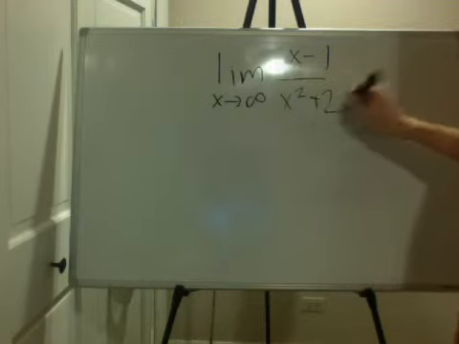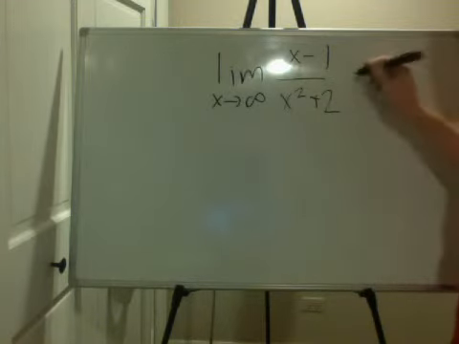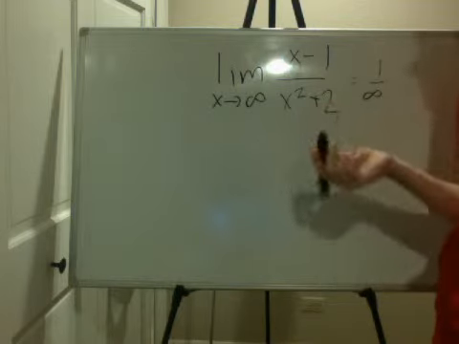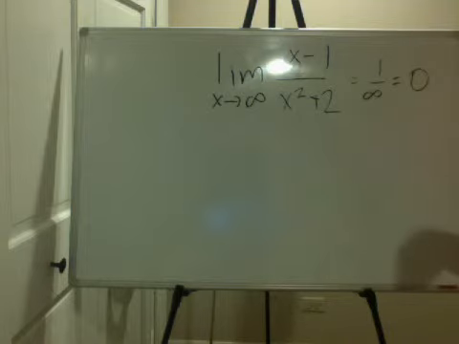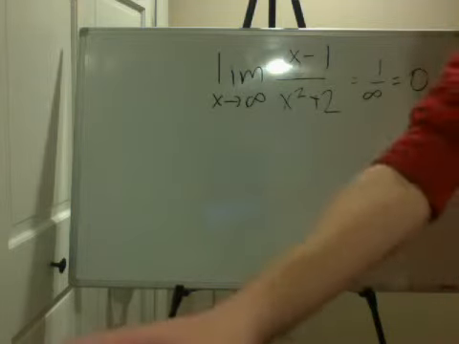Now if it's bottom heavy, well then it equals 0, because if you're thinking x minus 1 over x squared plus 2, the bottom's going to get bigger and bigger and bigger, so you're going to end up getting like 1 over infinity, which in limit terms is, if you believe that infinity exists, then that means this should equal 0. Dividing by the biggest number in the world will give you the smallest number in the world.